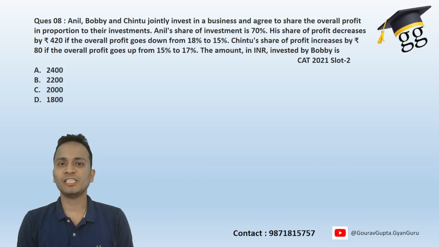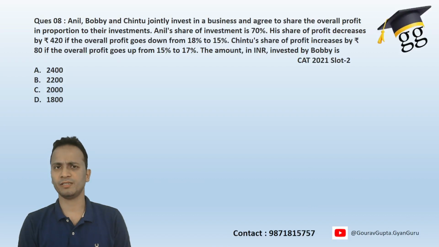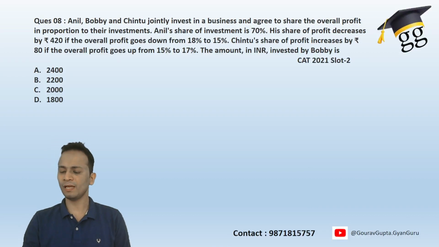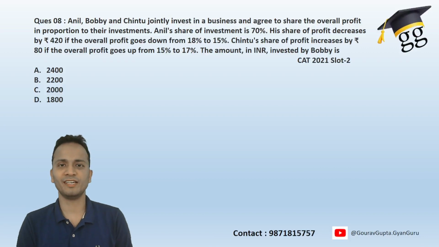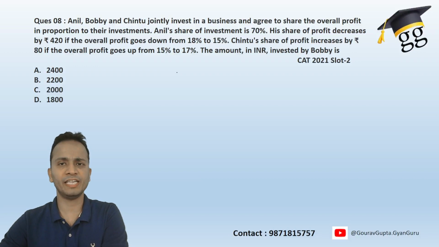ABC jointly invest in a business and agree to share the overall profit in the proportion of their investment. Question of partnerships looks like the same. Okay. Now again the question looks difficult. अब इसको easy बनाते हैं. Okay. So you all must have read the question.